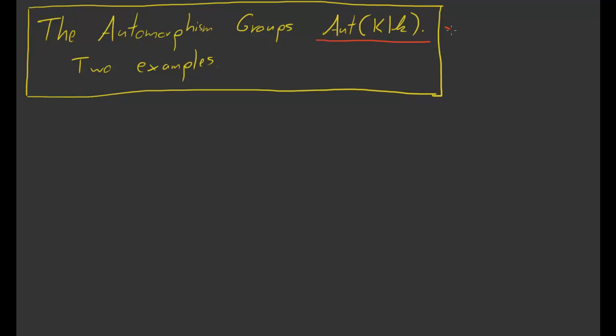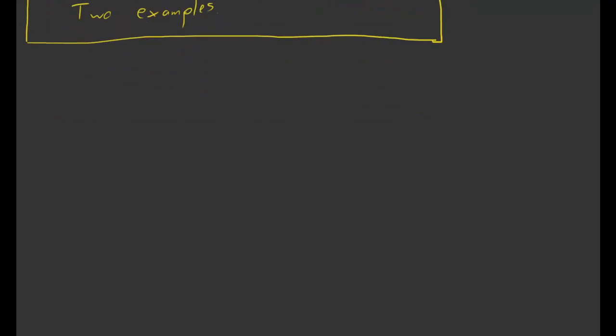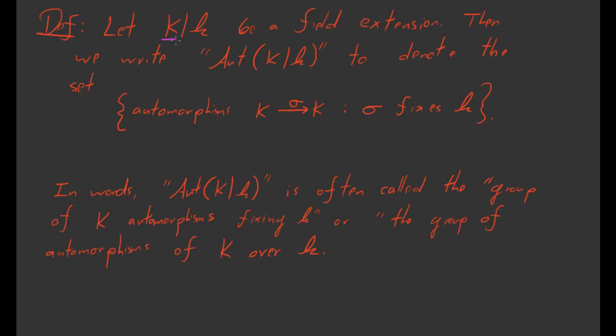So let me first give the definition of this guy. Let me first define what Aut(K/k) is. And the definition is as follows. Let K over k be a field extension. Then we're going to write Aut(K/k) to be the set of automorphisms of K which fix little k, which leave little k fixed.